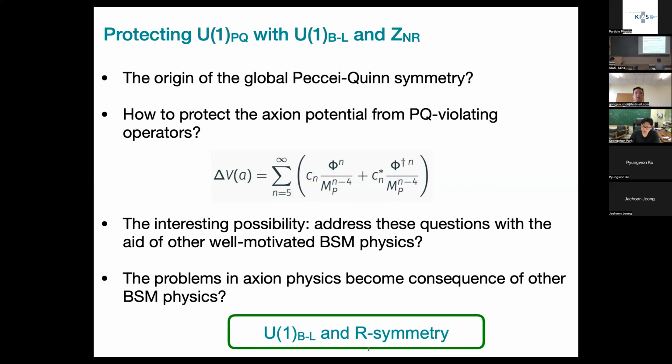So, will you gauge all of this U(1) B-L and R-symmetry? Yeah, very good. That's what I want to do here. That's right. Thank you. Go on.